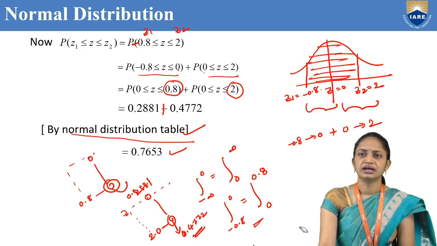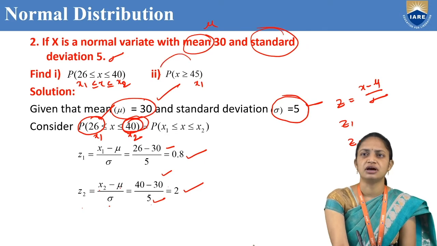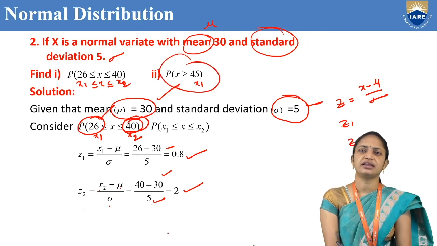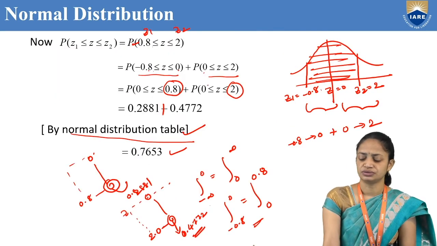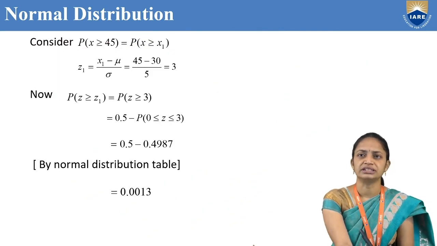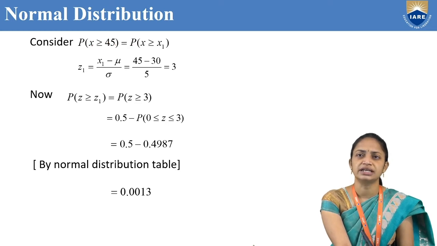So next question is the probability of x greater than or equal to 45. That means this will be in the form of x greater than or equal to x1. So we have a formula that is z1 equal to x1 minus mu by sigma. So here the x1 value is 45 and we know that mu is 30 and sigma is 5. After simplification we will get 3.